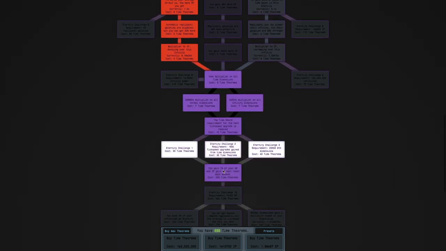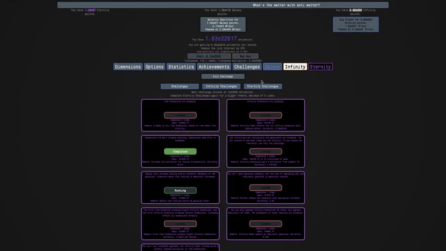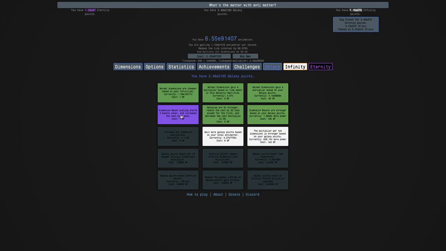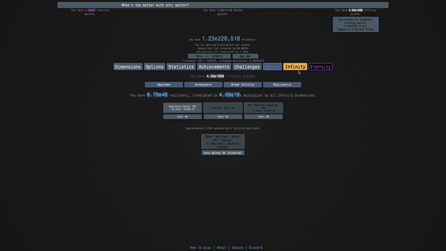Just get this, and get this. We need E1800 Infinity Points. Get all of our galaxy upgrades. And this is definitely closer. It's still not very close, though. Like, you can see, even with this, I'm still 300 orders of magnitude too low.